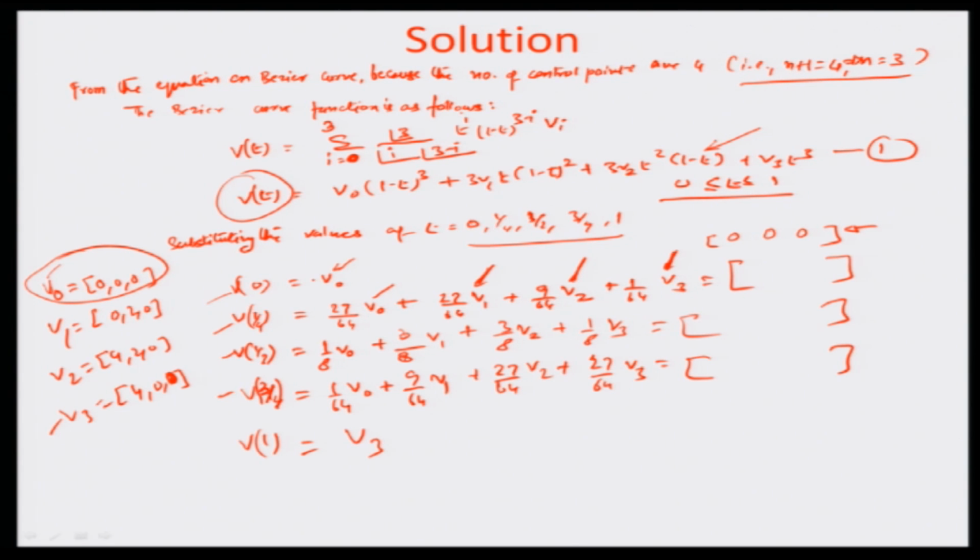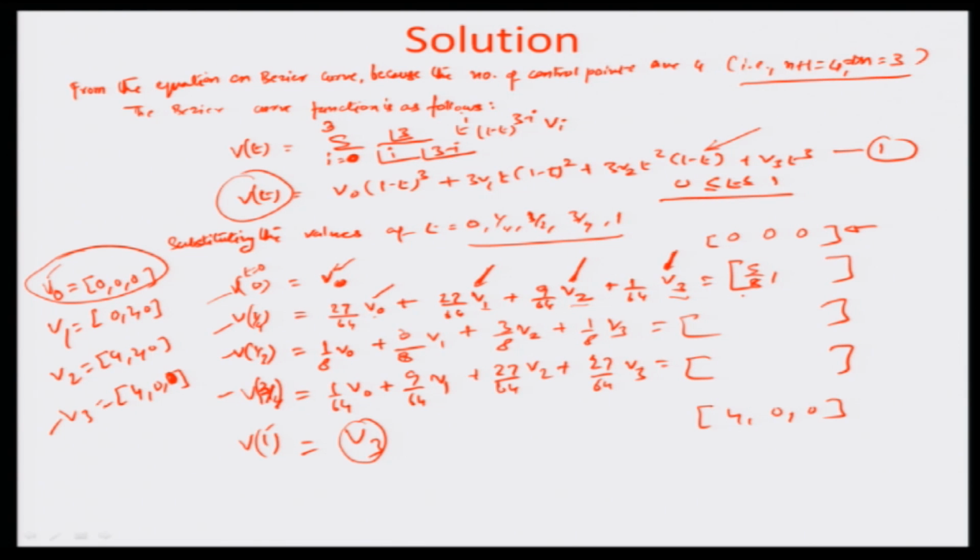Okay, so V corresponding to t equal to 0 and the point V0 are the same, so that's the first point. Similarly, V corresponding to t equal to 1 and V3, the last point, are the same, so it can as well be replicated as 4, 0, 0, the values of the coordinates. And so now we substitute the x coordinate of V0, x coordinate of V1, x coordinate of V2 and x coordinate of V3 and calculate this thing, and we obtain the value as 5/8.